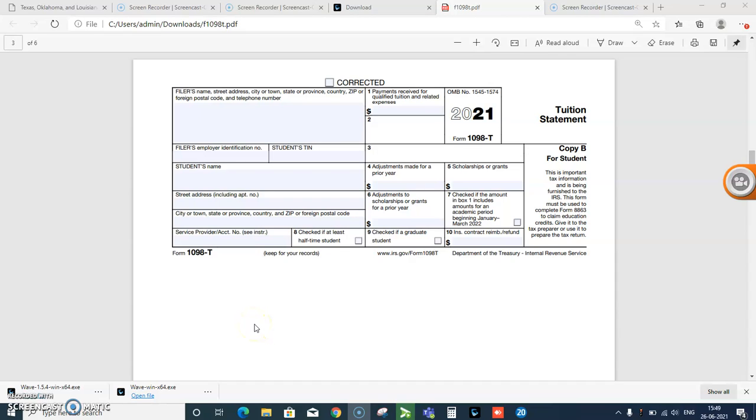Hello everyone. Today we are going to discuss Form 1098-T. This is for the tuition statement. A Form 1098-T tuition statement is used to help figure out education credits and potentially the tuition and fees deduction for qualified tuition and related expenses paid during the tax year.